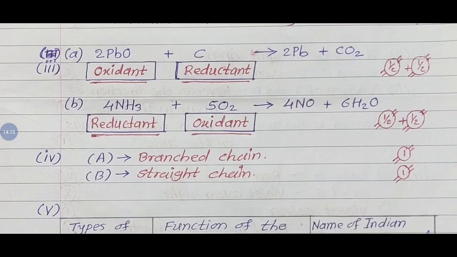Next. Now carbon chain type. A type is given there. 4 carbons are in a straight chain and 1 is not in a chain in straight line. That's why first carbon chain is a branch chain, and second one, all carbons are in a straight line. So second chain is a straight chain. So you are writing these two words, you are getting 2 marks.